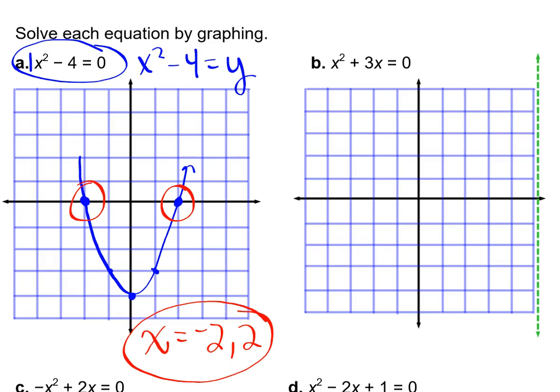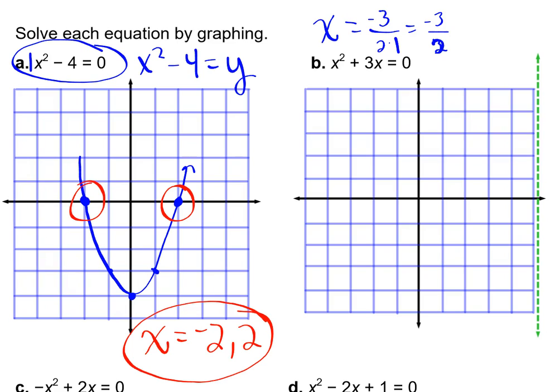Now if we look at question B, we notice that it's not one where we can see the shift. We'd need to use the axis of symmetry again. x equals negative b over 2a. So we get x equals negative 3 over 2 times 1. So we get x is equal to negative 3 halves. I can tell right there that this is not going to be a really nice problem to graph by hand.